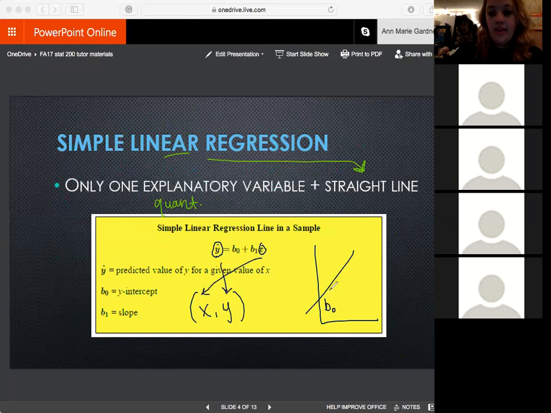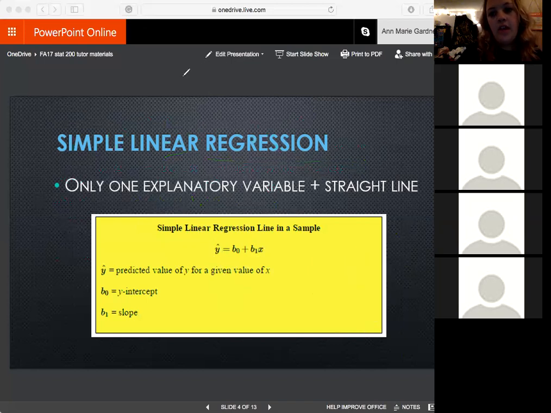And then your slope itself is going to be your b1. So that's your slope. And then whatever point you have, that'll be your y-hat, and then whatever value that correlates down here will be your x. So pretty self-explanatory. It's just the different parts of an equation for simple linear regression.